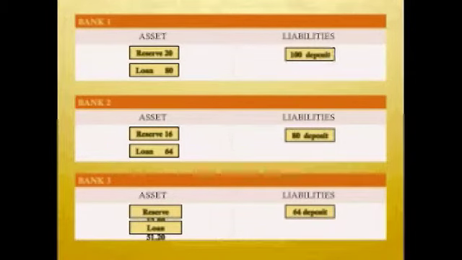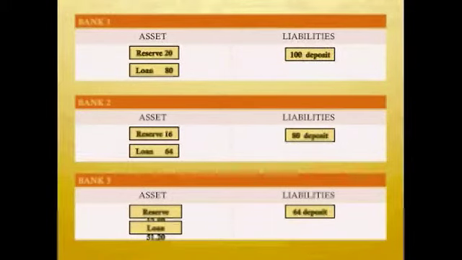Bill then writes a check to Sam's car shop for $80 for a set of shock absorbers for his cars. And then Sam's car shop deposits Bill's check in Bank 2. When the check clears, Bank 1 transfers $80 in reserve to Bank 2.